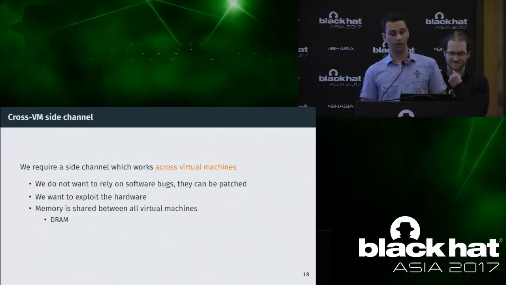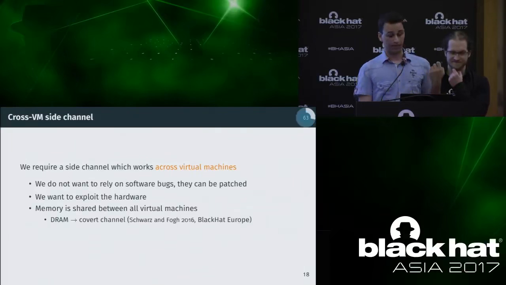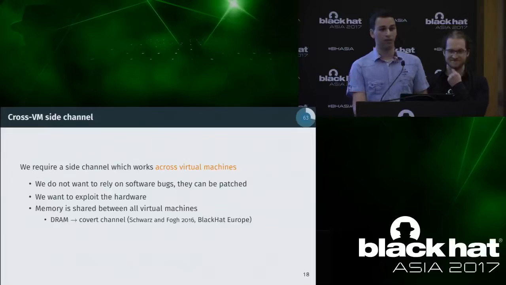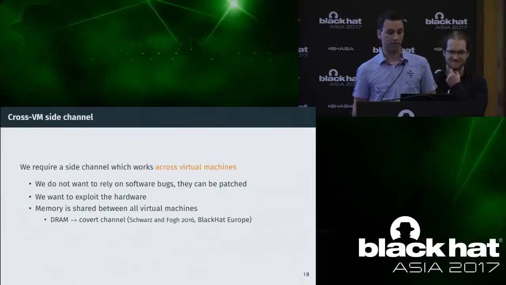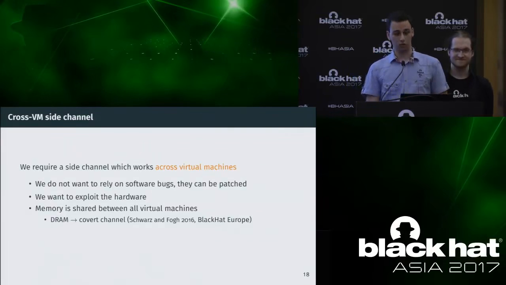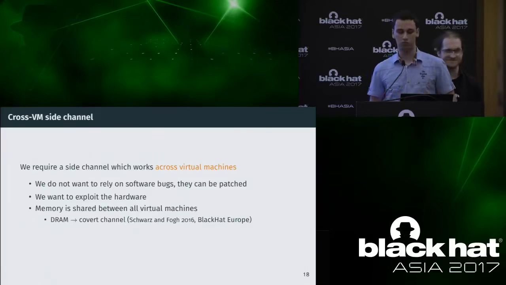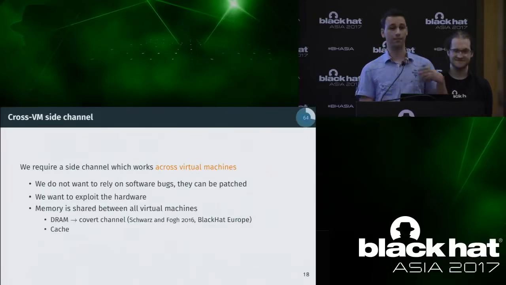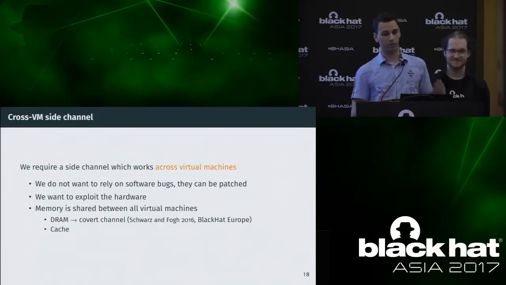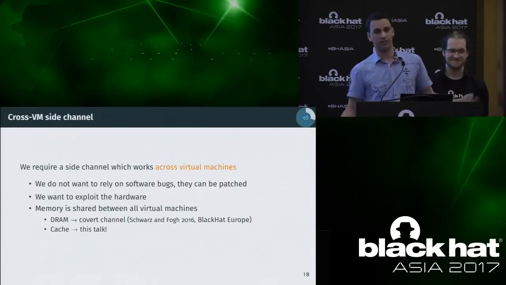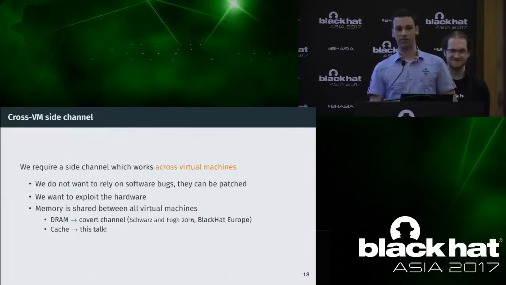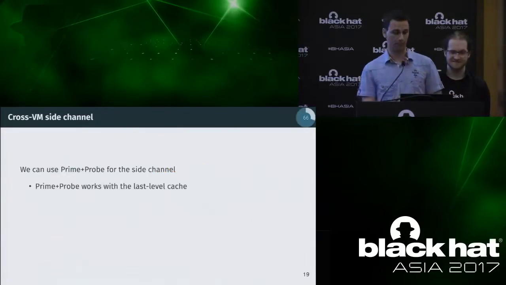And when we think about memory, we think of DRAM, the main memory. And yep, that has been done. We built a covert channel. Anders Fogh and I presented at Black Hat Europe last year. We built a covert channel using DRAM, and it worked. We could communicate there. It was not that fast, but it worked. And what else is shared? We have this shared cache. And as you've expected, this talk is about a cache covert channel. So we will be using the cache for that.